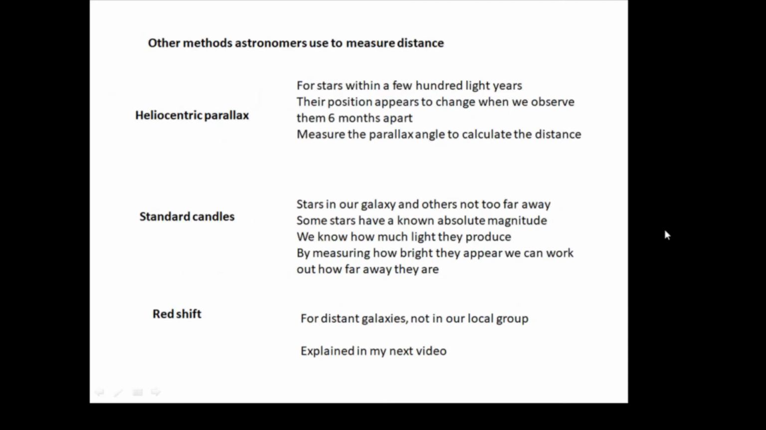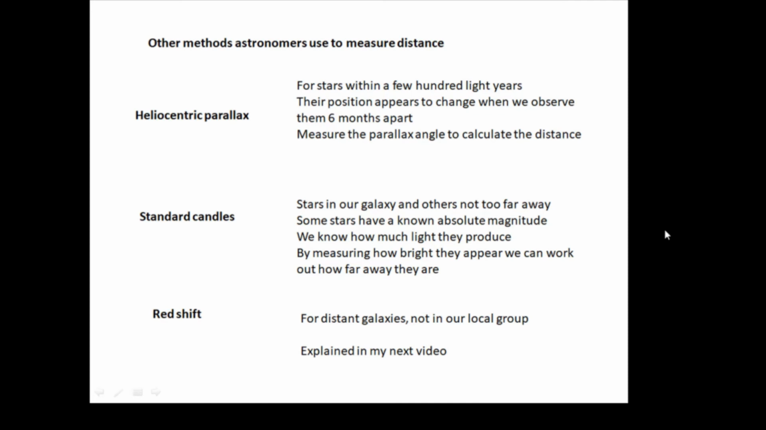Other methods astronomers use to measure distance. You don't need to know a great deal about these. I'm mentioning them in passing. Heliocentric parallax. For stars which aren't too far away, within a few hundred light years, basically as the Earth goes around the Sun, we are looking at these stars from a different angle. And if you imagine the very, very distant stars are like the background wallpaper, there is a parallax effect, and the angle changes as we look at them 6 months apart, and measuring that angle you can work out how far away these stars are.